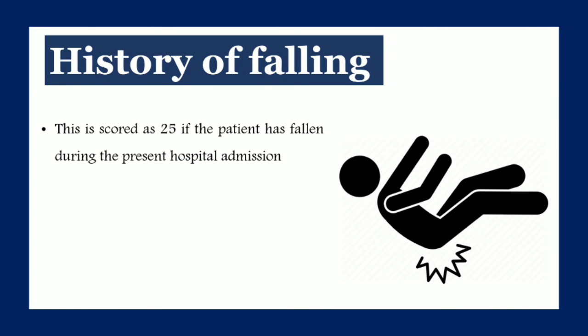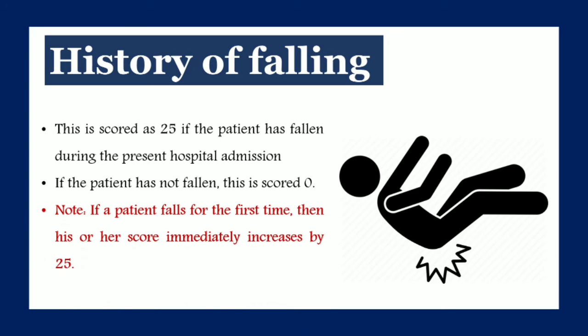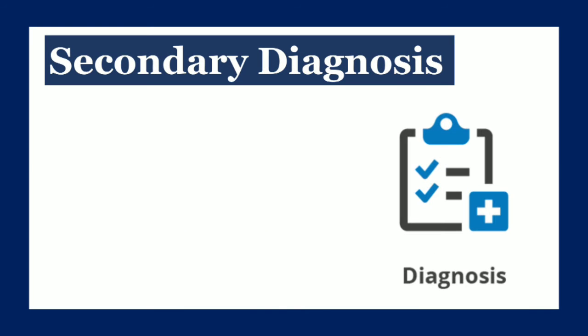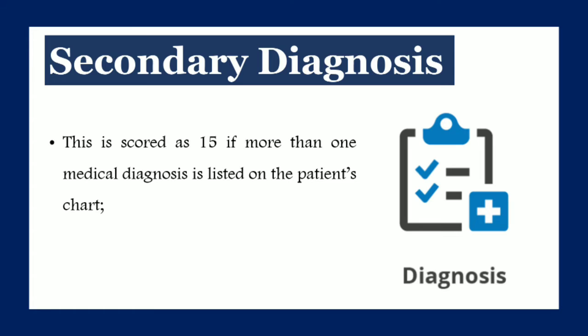The first one is history of falling. This is scored as 25 if the patient has fallen during the present hospital admission or in the previous 6 months. If the patient has not fallen, this is scored as 0. Note, if the patient falls for the first time, then his or her score immediately increases by 25. The second parameter is secondary diagnosis. It is scored as 15 if more than one medical diagnosis is listed on the patient chart. If not, the score 0 is given.